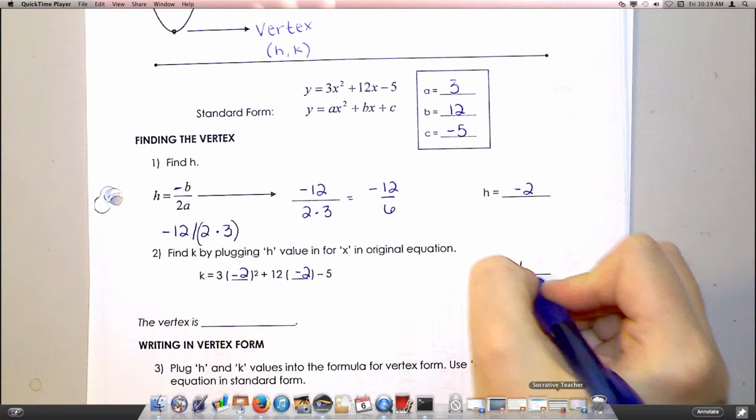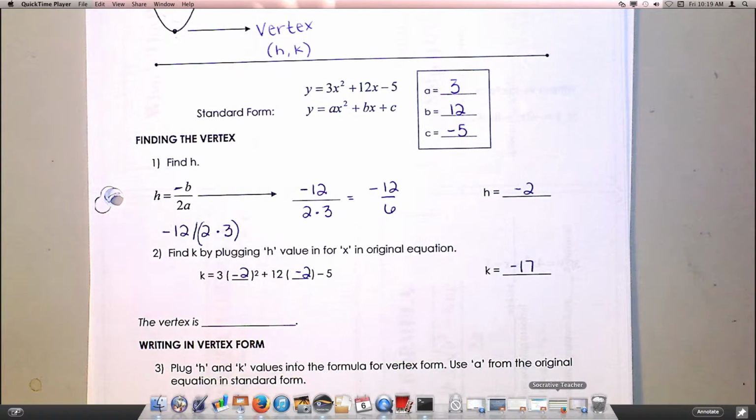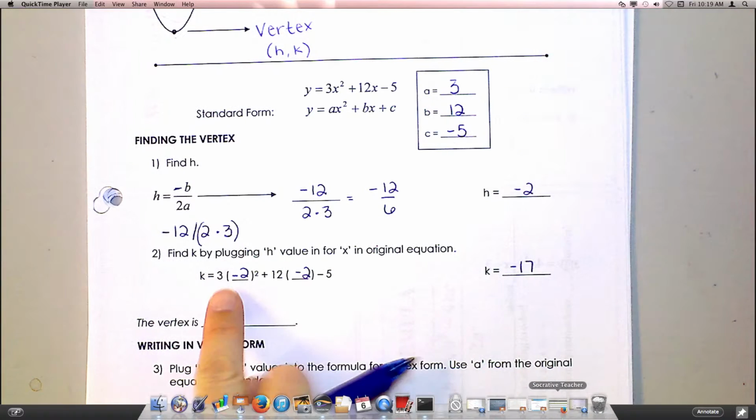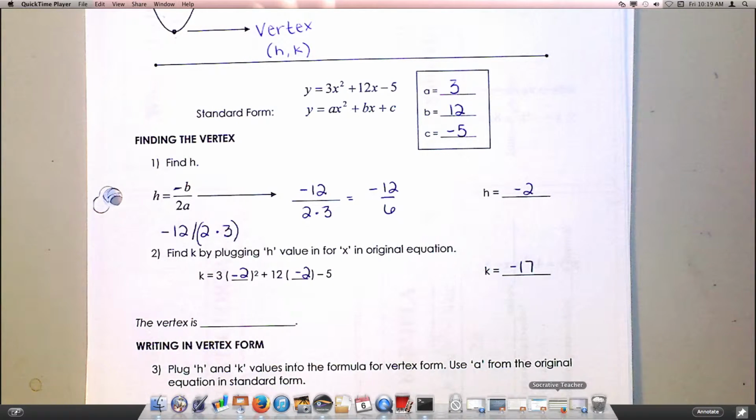Okay, if you're not getting negative 17, here's a couple of things to watch for. First of all, I would do it all in one shot, like I said. If you're trying to do it in individual pieces, you might mess up the order of operations without even meaning to. Okay, put it all into your calculator and let your calculator figure out the order of operations.